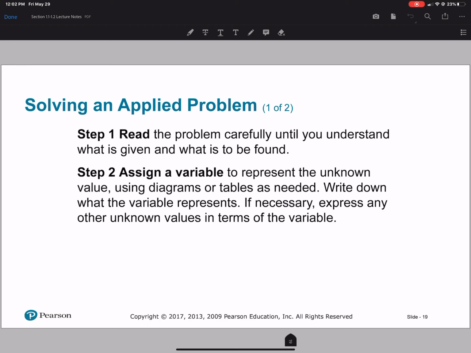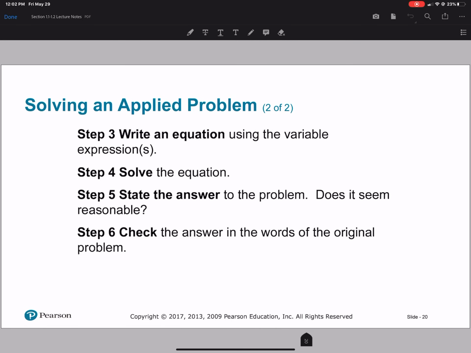The first step is read the problem carefully until you understand what is given and what is to be found. The second step is to assign a variable to represent the unknown value using diagrams or tables as needed. Write down what the variable represents. If necessary, express any unknown values in terms of the variable. Step 3, write down the equation using the variable expressions.